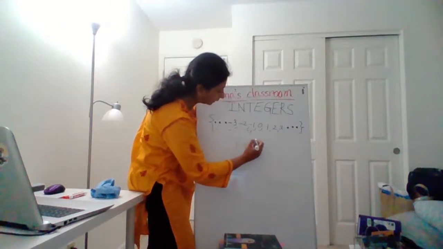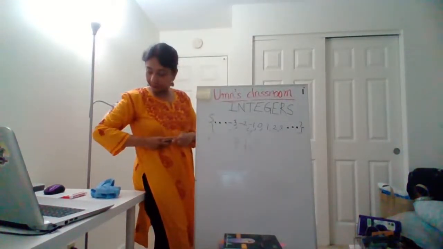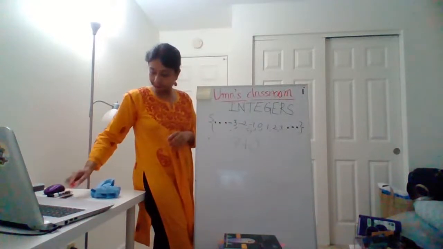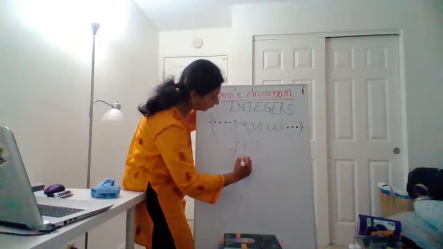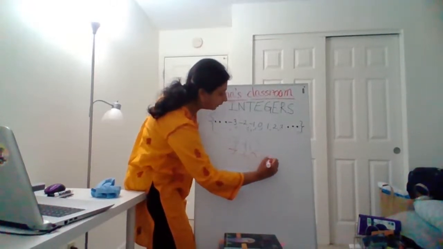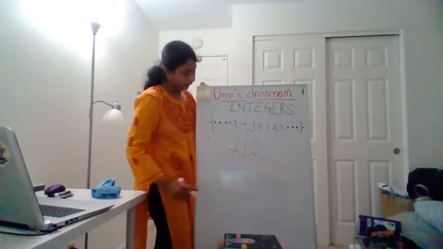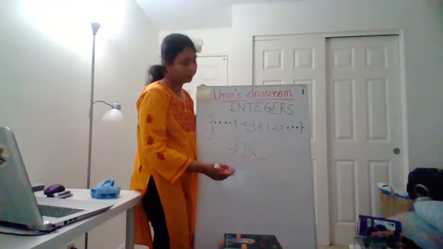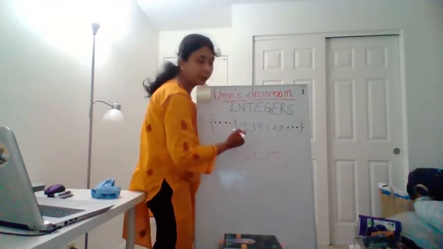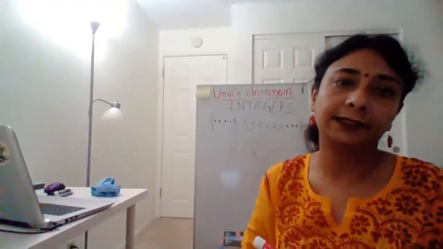To any integer, suppose with 7, I am adding 0. I am getting back the same value. That means whenever you are adding 0 to any integer, you are getting back the same integer value. That's why 0 is called the additive identity.